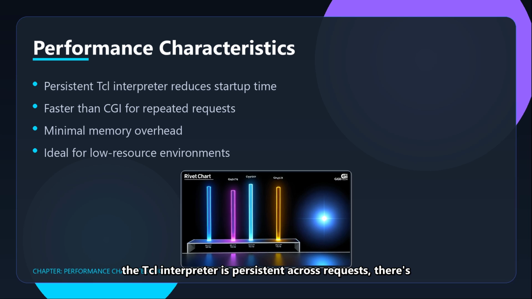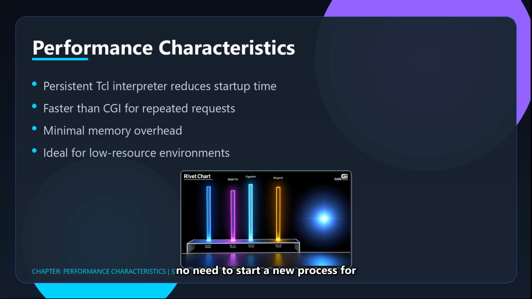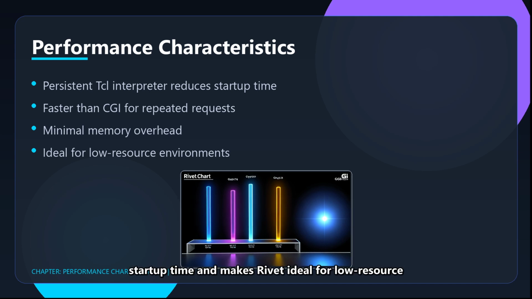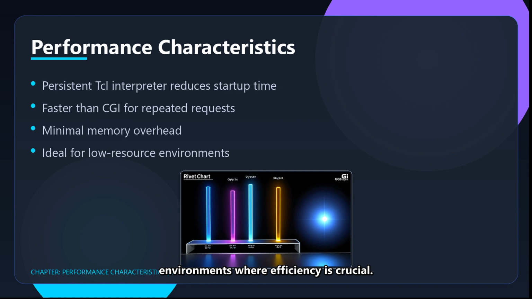One of Rivet's key strengths is performance. Because the TCL interpreter is persistent across requests, there's no need to start a new process for each request like in CGI. This significantly reduces startup time and makes Rivet ideal for low-resource environments where efficiency is crucial.